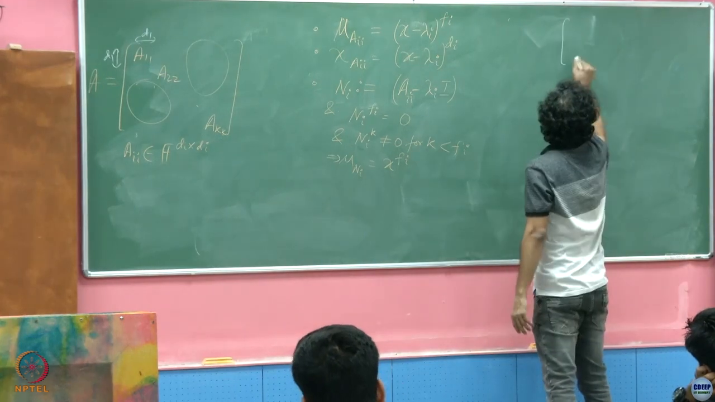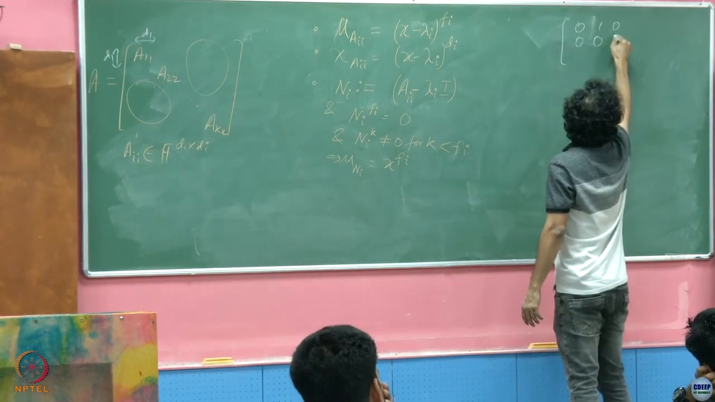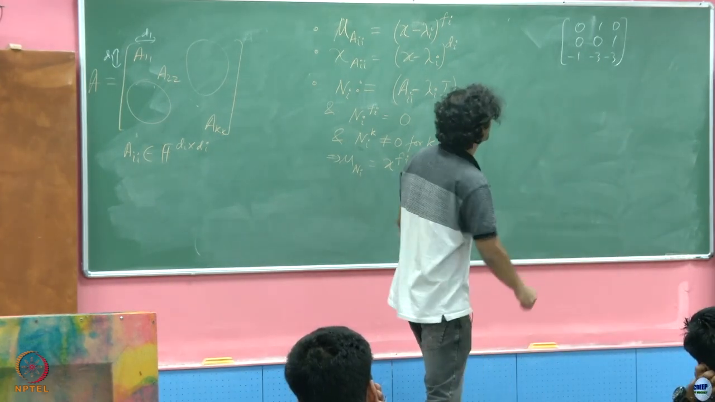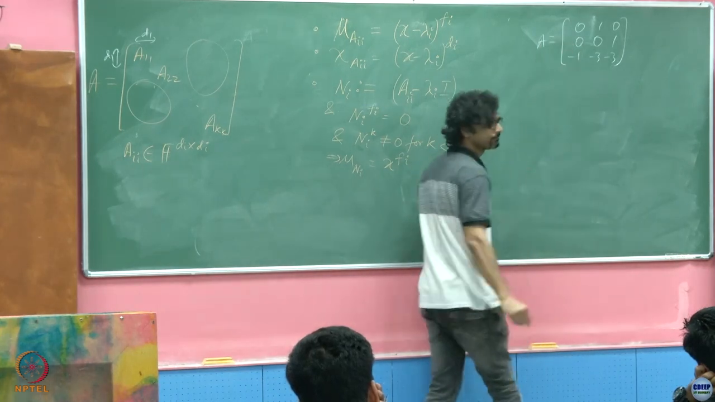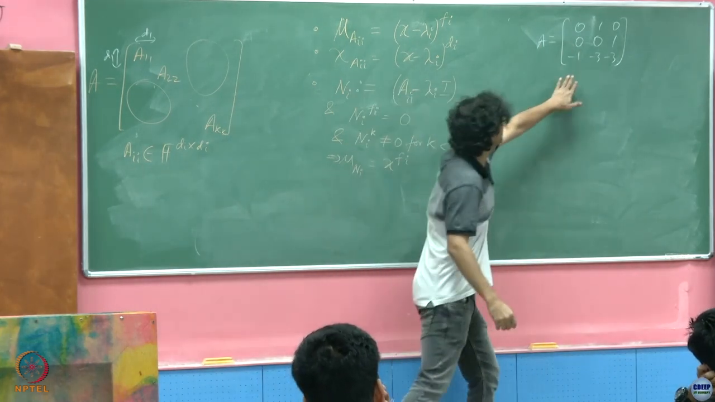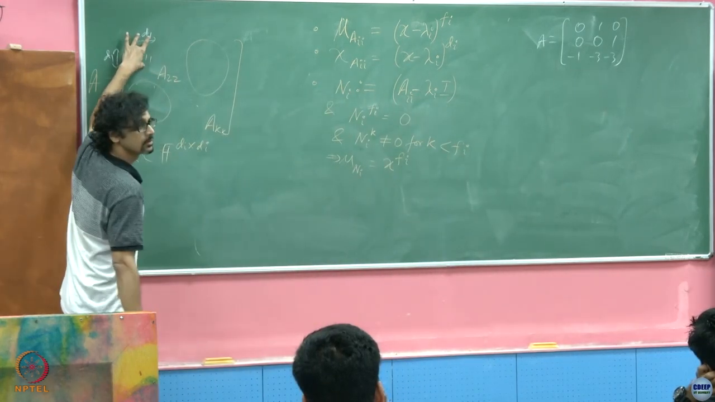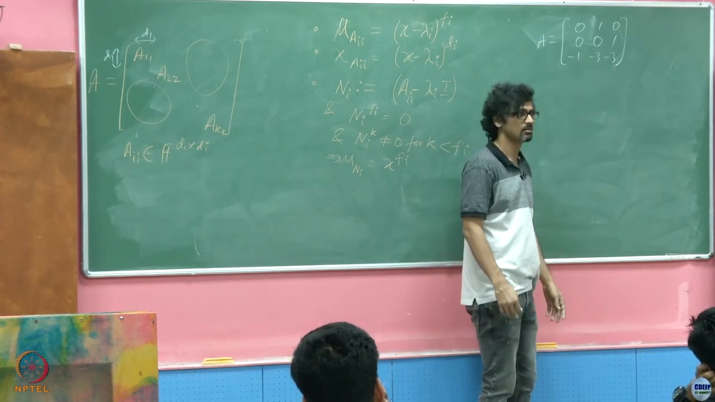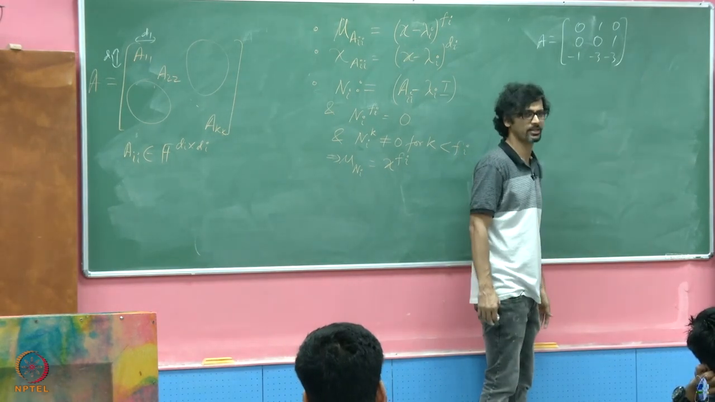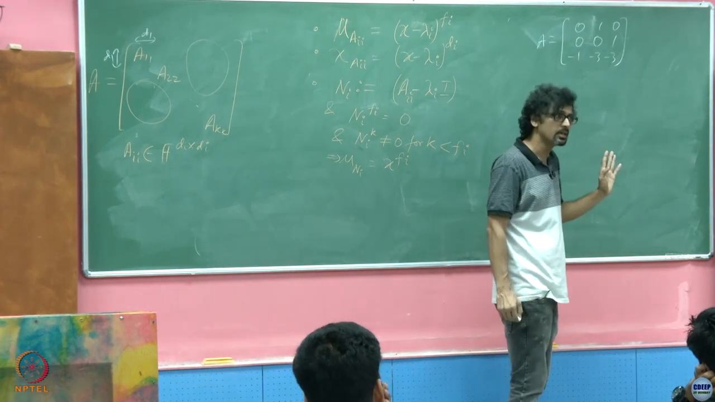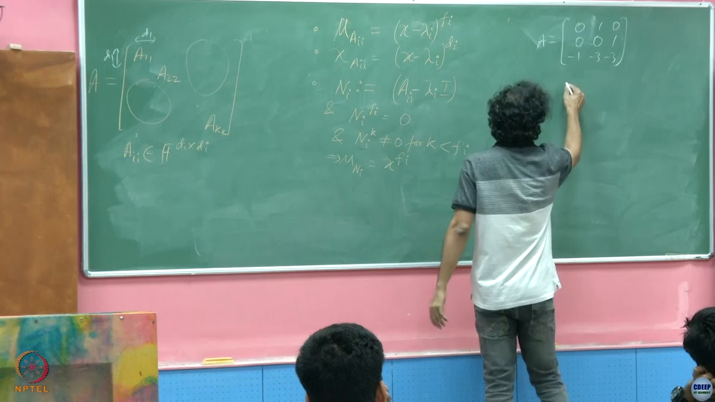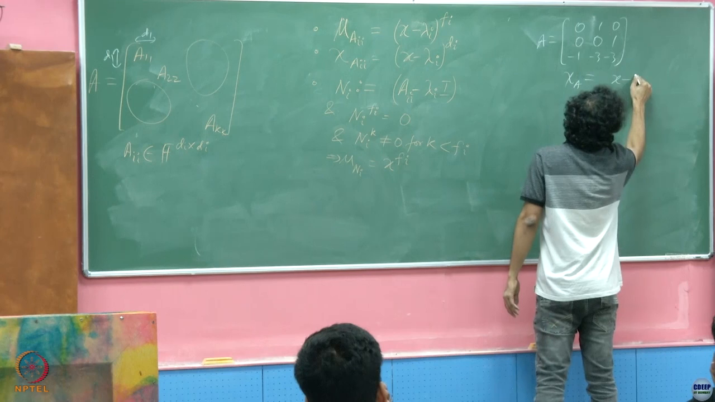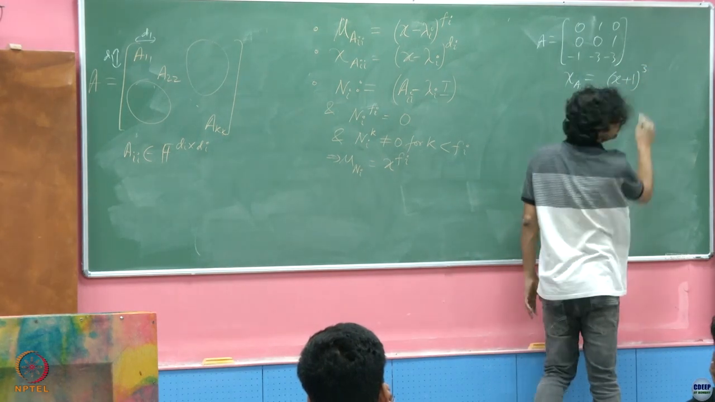Suppose you have this matrix 0, 1, 0, 0, 0, 1, minus 1, minus 3, minus 3. What do you think is its characteristic polynomial? This could be one small little matrix sitting here, but for me now, this is nothing but my entire vector space. So I might as well consider this to be my three-dimensional vector space. So I shall be using n to denote the vector space. In fact, you can check that this one is x plus 1 whole cubed.